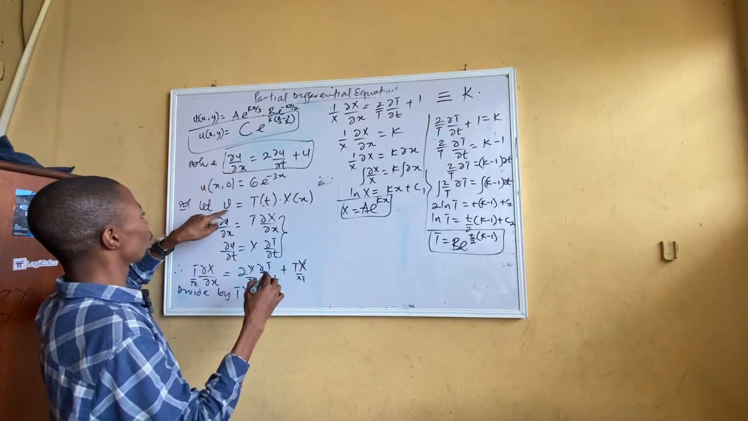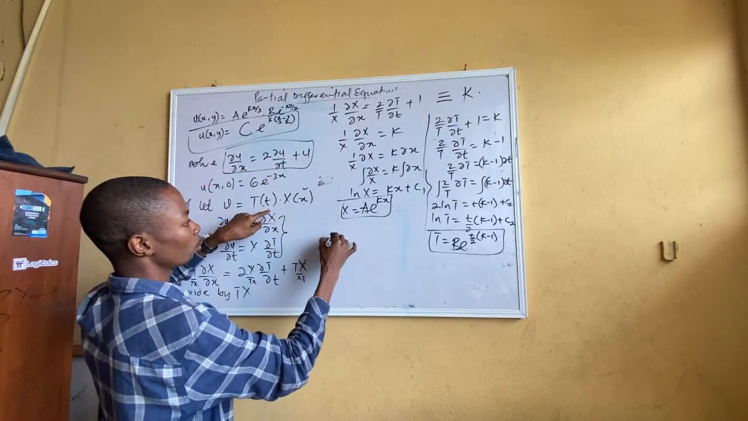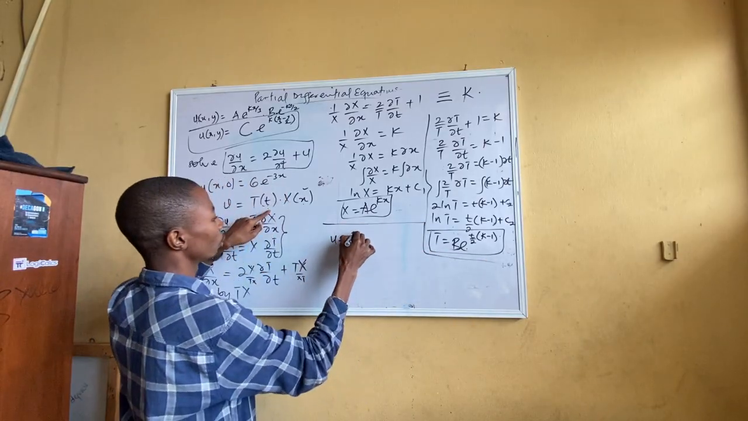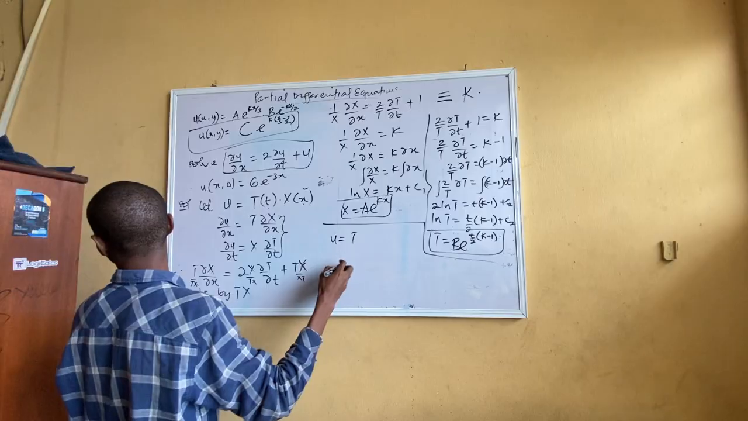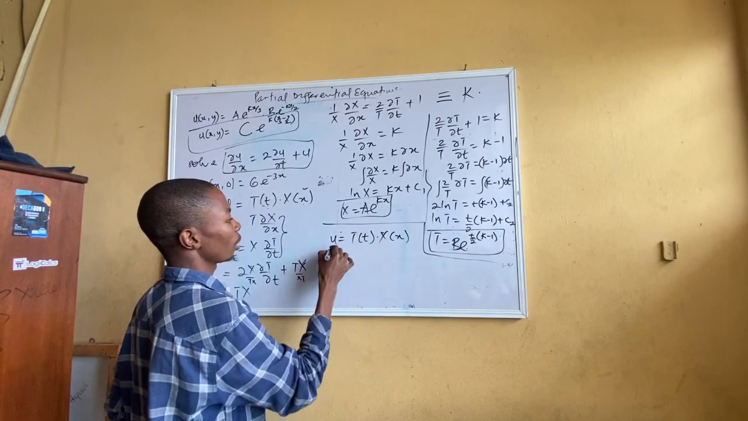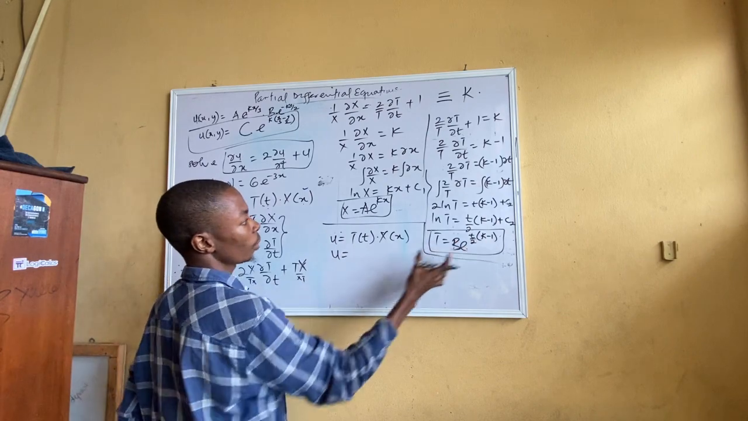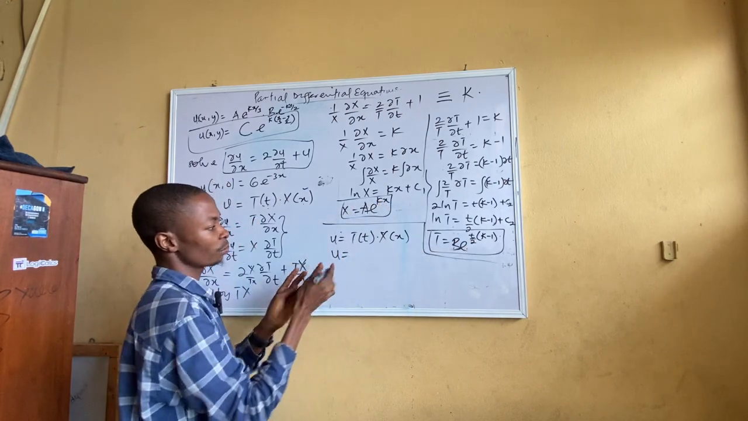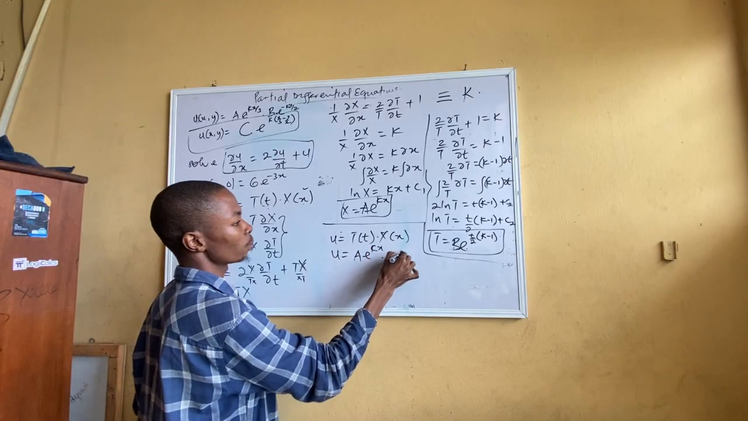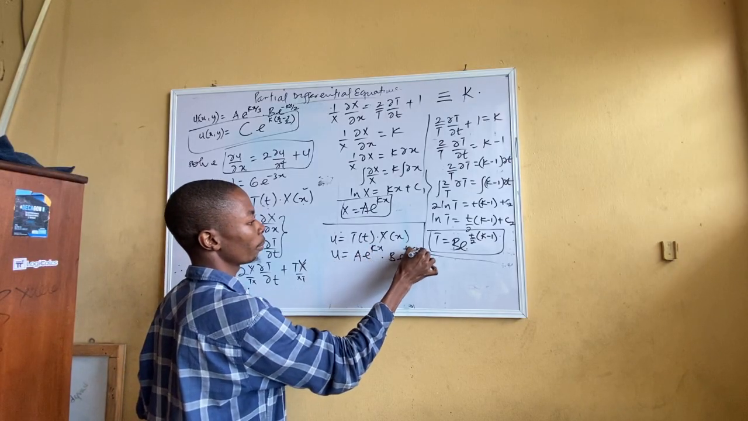So now go back to our assumption. What is our assumption? We assumed that u equals T of t times X of x, right? So what is T of t? This is T of t. What is X of x? This is X of x. Pack them together. So it will be A exponential kx times b exponential t over 2 into k minus 1, right?